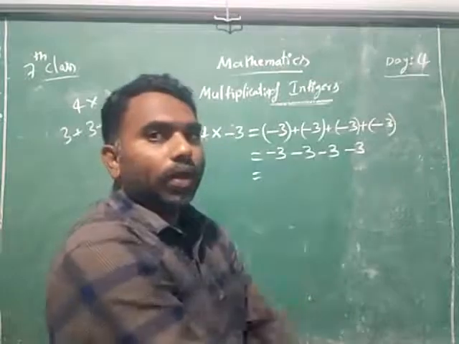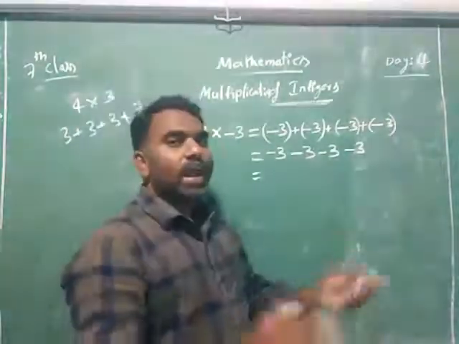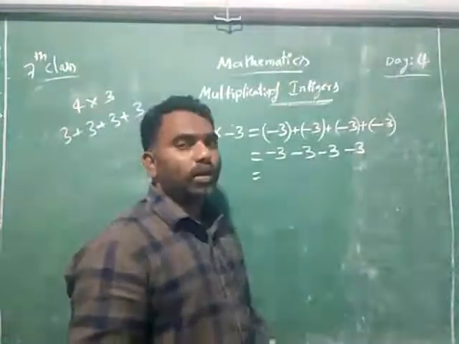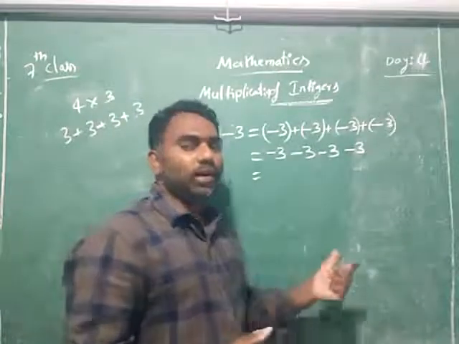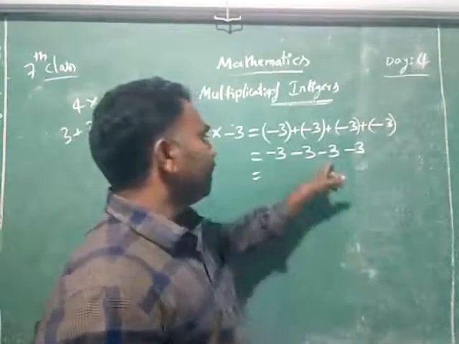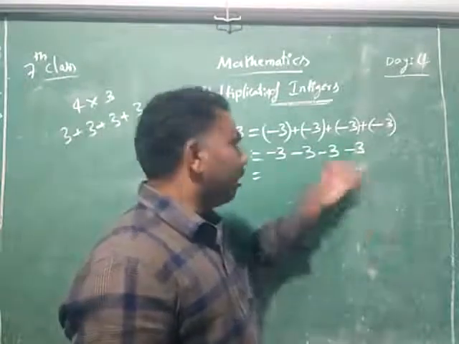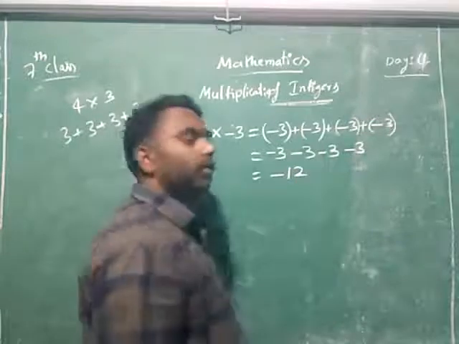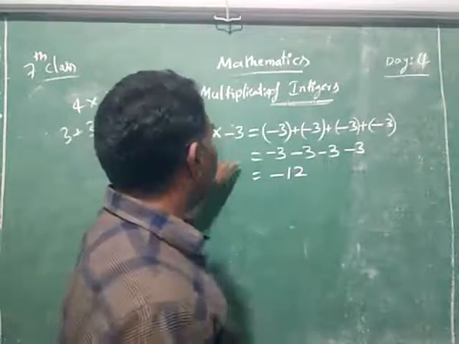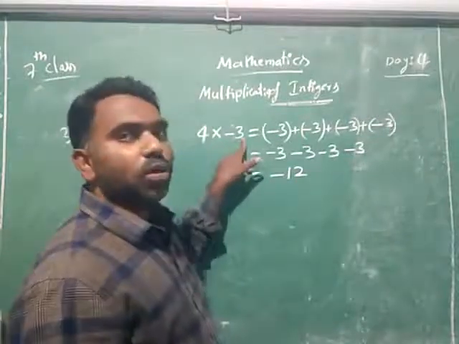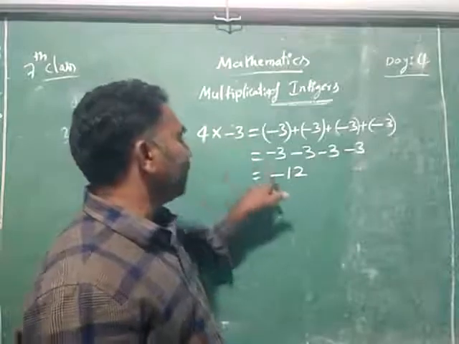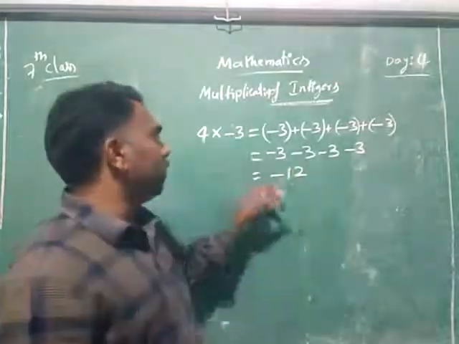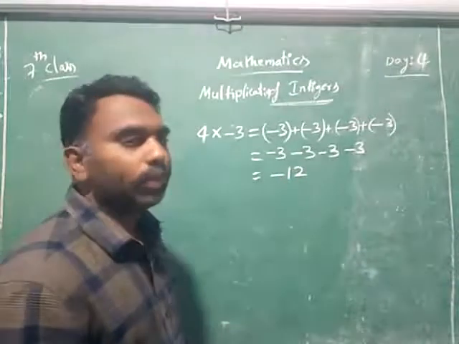You know that when there are positives and negatives, we add all positives and all negatives separately. But here no positives are there. That's why we add all negatives: 3, 3, 3, 3 make 12. All negatives are being added, so we keep minus 12. So 4 into minus 3 will be minus 12.